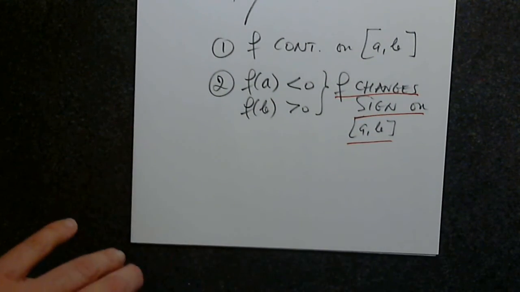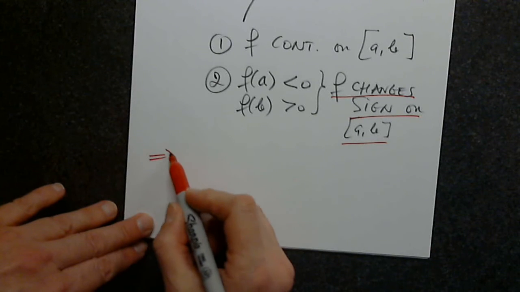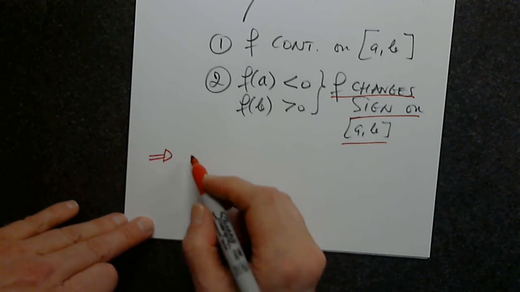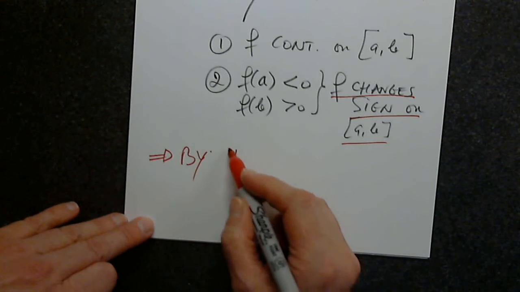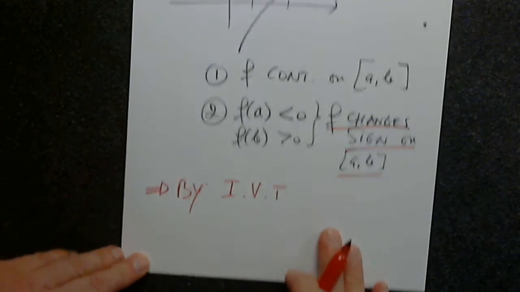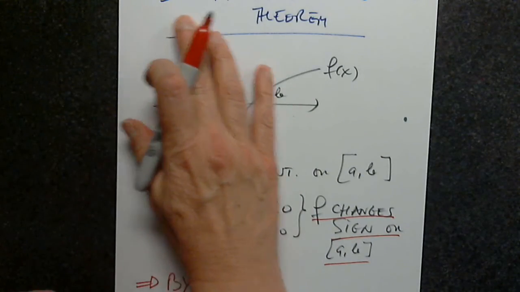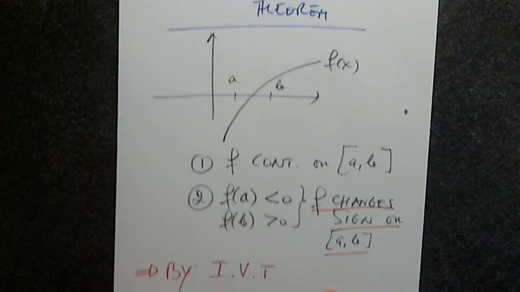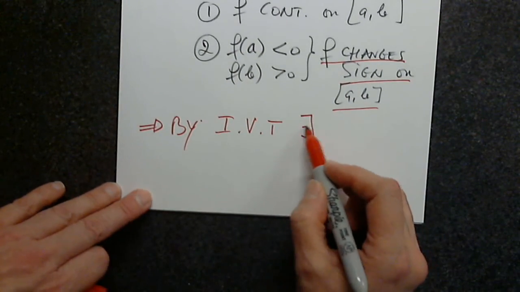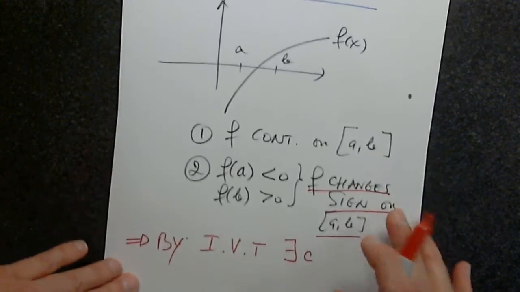So here's what I say then. Then it implies by IVT, intermediate value theorem, by IVT, there exists a C. Here it is.